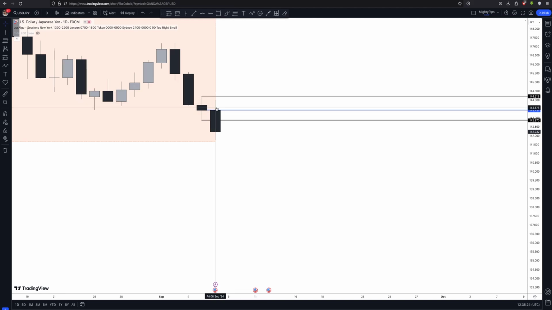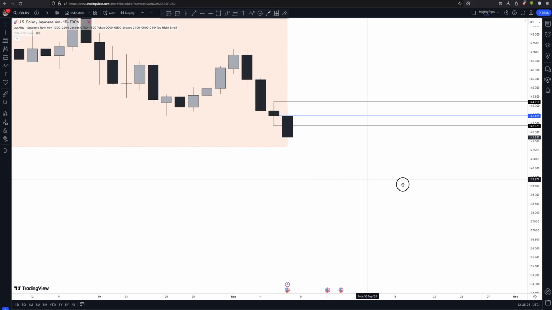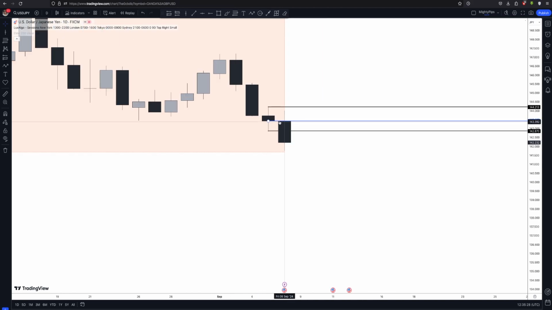You see this wick? That is where we want to enter the sell trades. We want to enter sells above this blue line, which is this wick here. So we are going to mark that area which is above this blue line. That is the area which we are going to use for our entries. So we want to mark that area there.